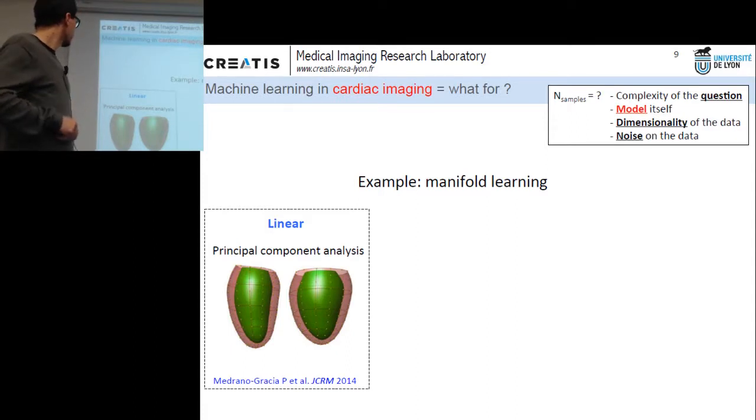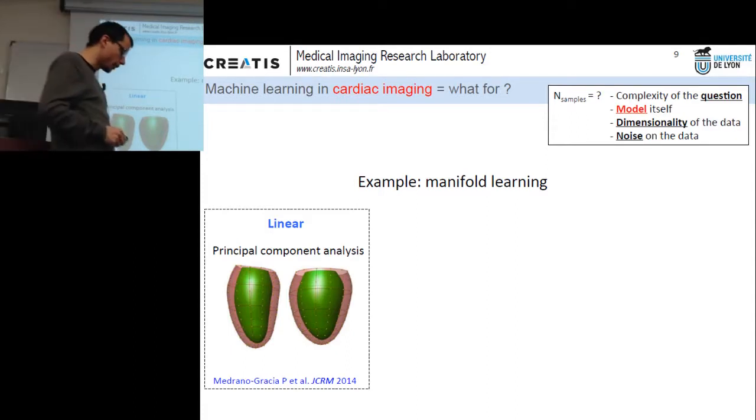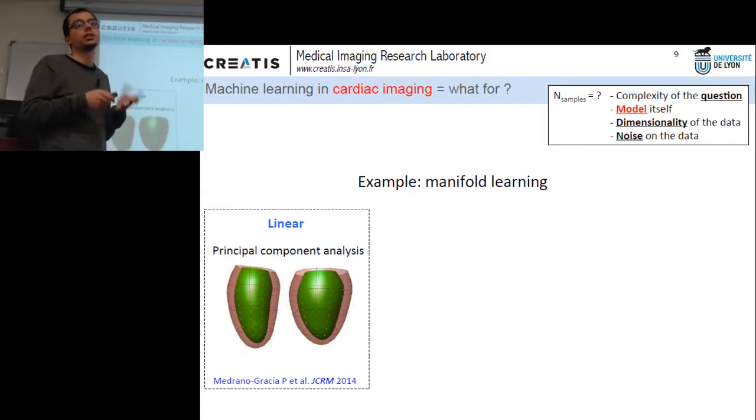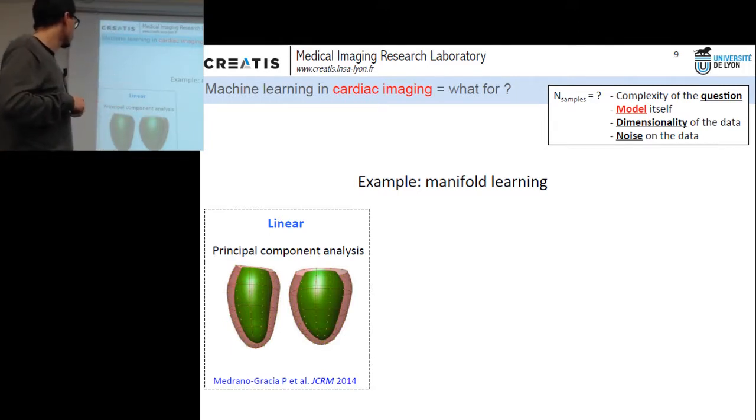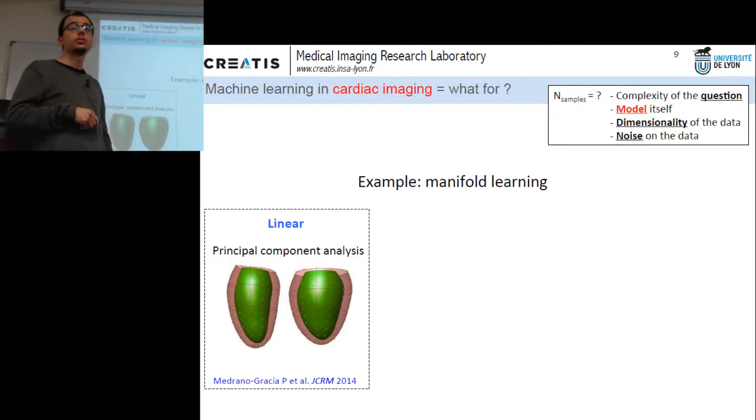So some examples. In the umbrella of manifold learning, you believe that your data belongs to a given space, linear or nonlinear, and you want to estimate this. Linearly, you could do principal component analysis, which falls into this umbrella. If you have shape data and you want to see differences between subgroups, you can start by doing linear analysis and looking at the principal modes of variation in your data. That's the idea of principal component analysis.